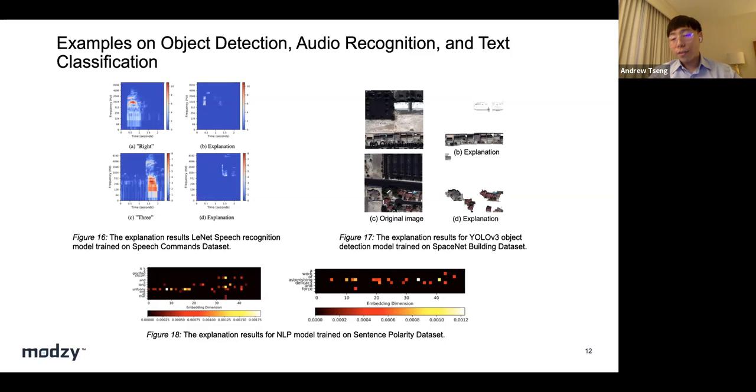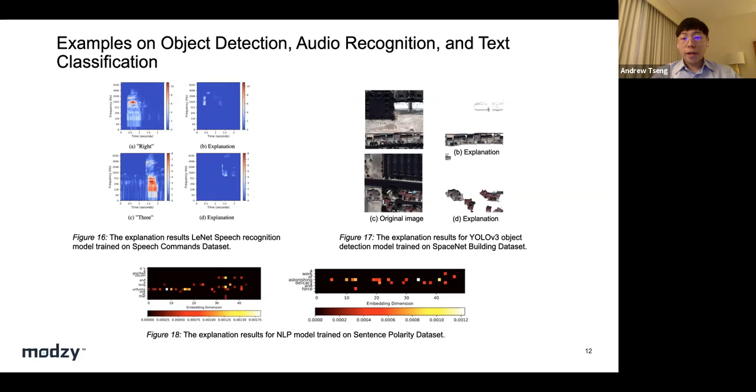In figure 17, I show 2 examples of explanation results on a YOLO V3 object detection model. The task of this model is to identify the bounding boxes of those buildings. And if you look at the explanation results, it is clear that it shows all the buildings inside the image. So it performs pretty well.